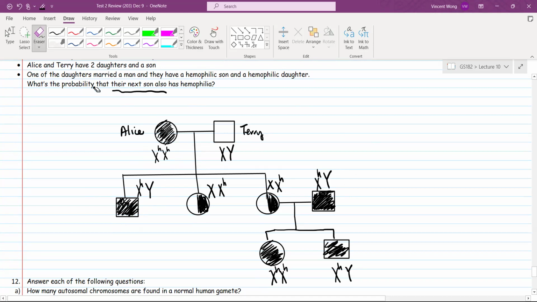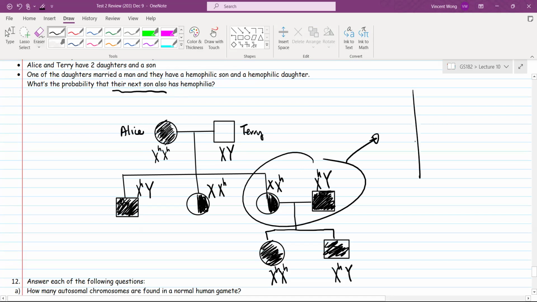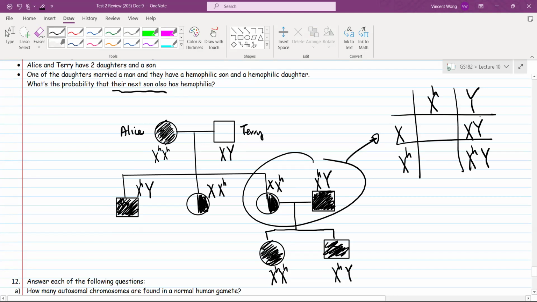So here, what is the probability that their next son has hemophilia? We're going to do the Punnett square. Okay, we're only looking at the sons. 50%, if they have a son.